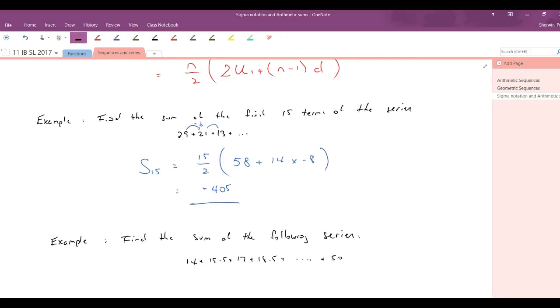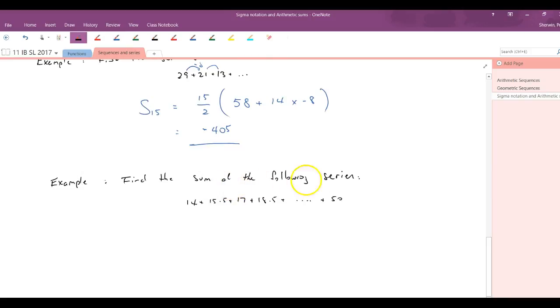Okay, next example. In example 2, find the sum of the following series. In this case, we've been given a series we need to establish. Looks like it's arithmetic, going up by 1.5. Yes, 1.5, 1.5, that all checks out. Now we know the first term, u1. We don't know what n is, but I do know what my last term is. My last term is 50, which is un. So we just need to work out what n is first, and then we can go and find the sum.